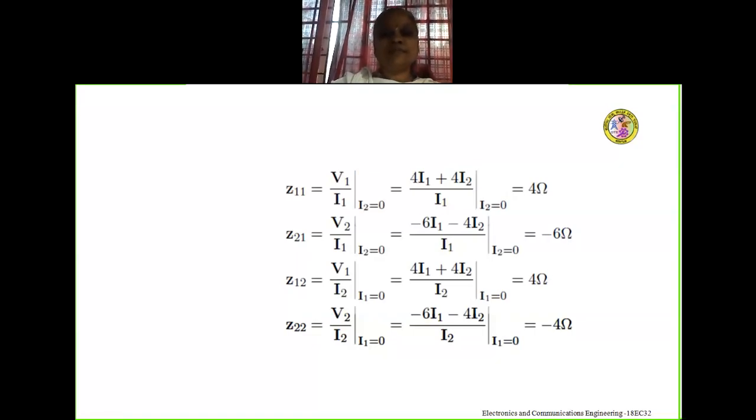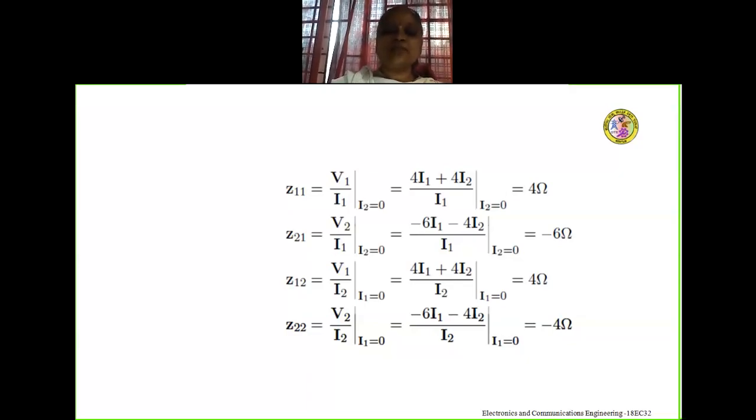Now Z12 is the ratio of V1 by I2 when I1 is equal to 0. So we know that V1 is 4I1 plus 4I2, and let us divide it by I2 when I1 is equal to 0. By substituting I1 is equal to 0 here, we get Z12 is 4 ohm.